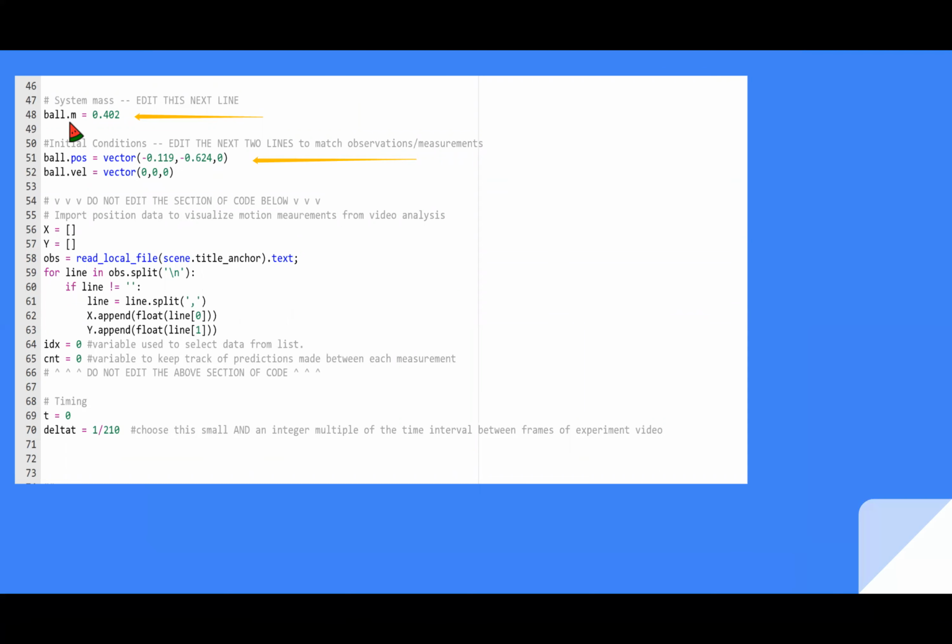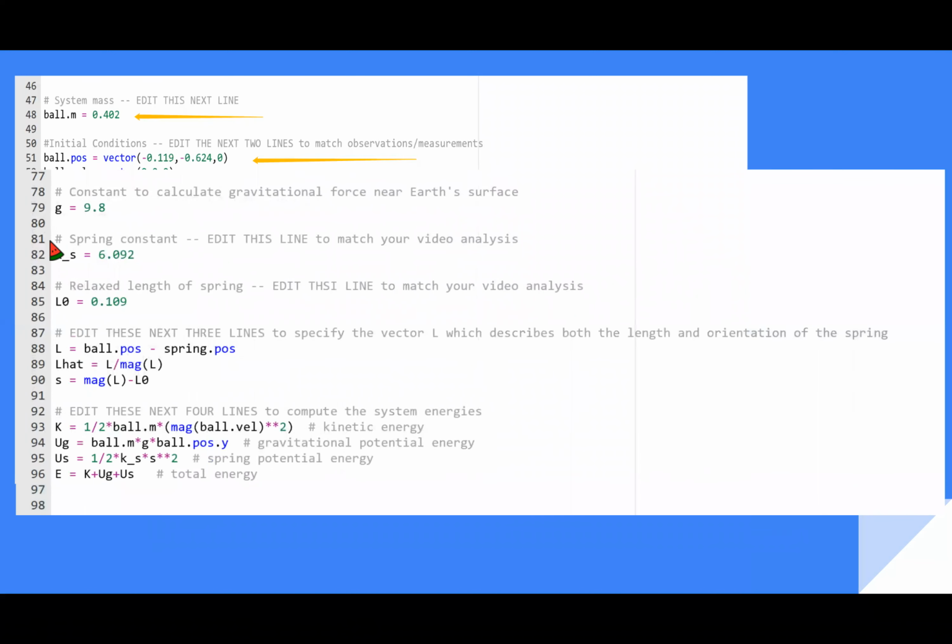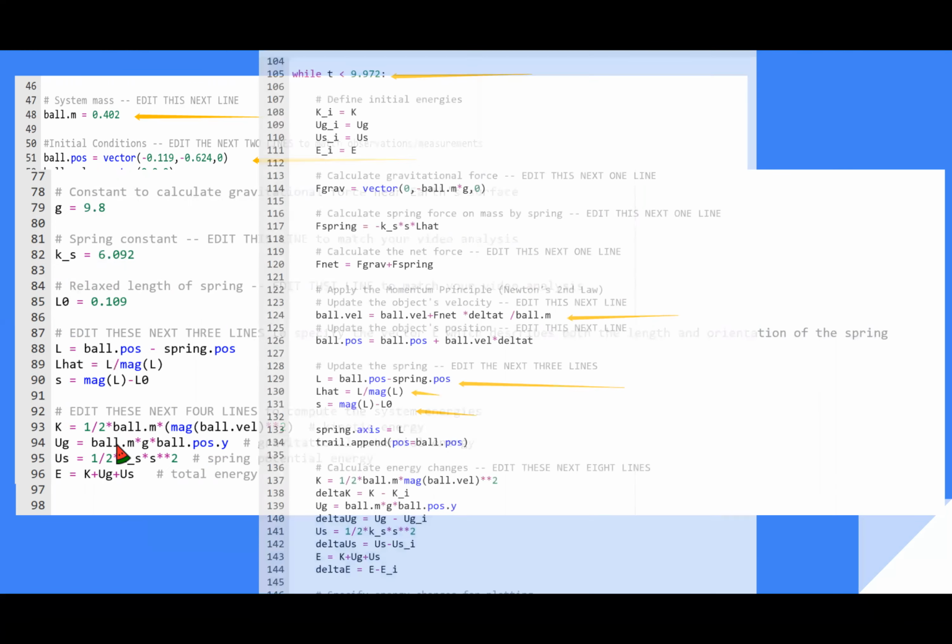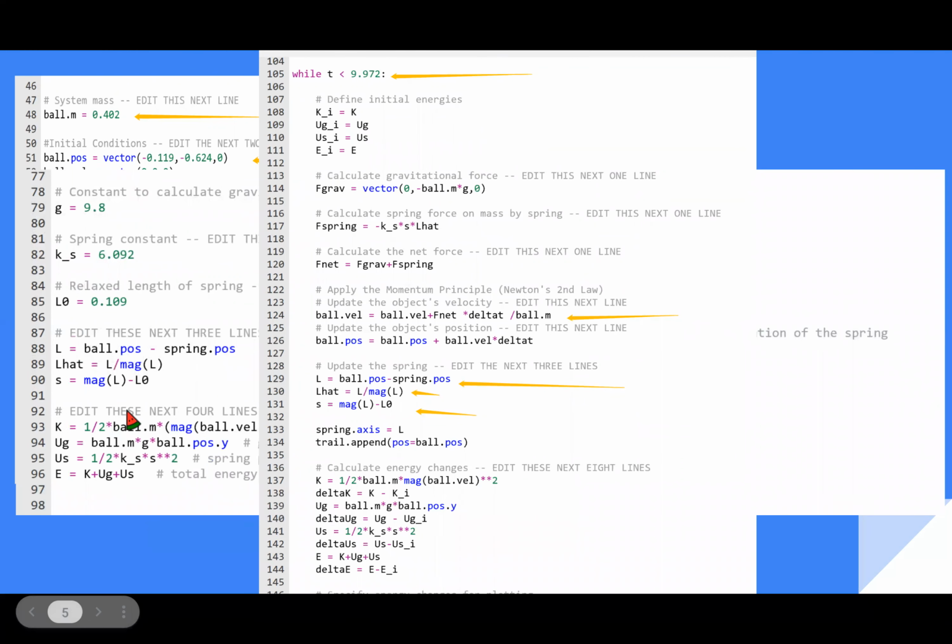So I added the ball's mass and the initial position vector. Here I just changed the constants as I mentioned before, and these are the formulas I mentioned in the second PowerPoint. And here I changed the time period to 9.972 because it's the length of the option 1 video.